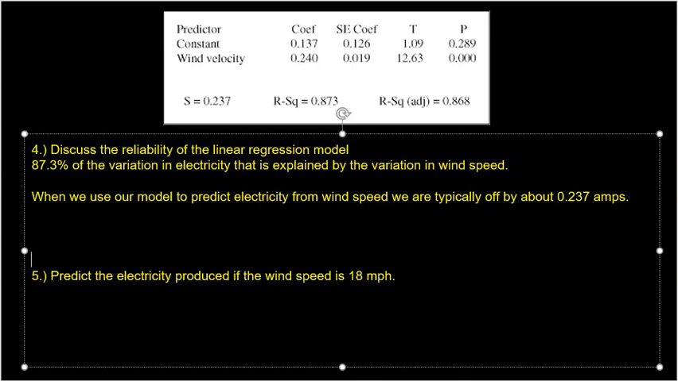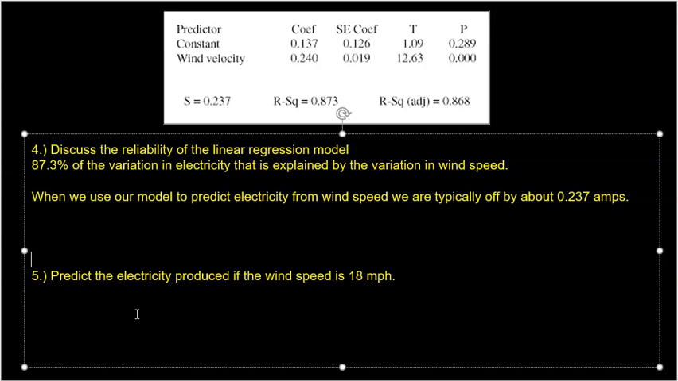Now, remember, off could be a little above or a little below, because the standard deviation of the residuals is an average of all of your residuals, and some are positive and some are negative. So it's just an average distance away from the prediction. This is actually pretty good. In terms of reliability, I think this line is very reliable. It has a very strong R squared, which tells me these two variables are definitely connected. Wind speed has an awful lot to do with turning that windmill and making electricity. And even when I use this model to predict the electricity, it's pretty good at making predictions. It's only off by 0.237 amps.